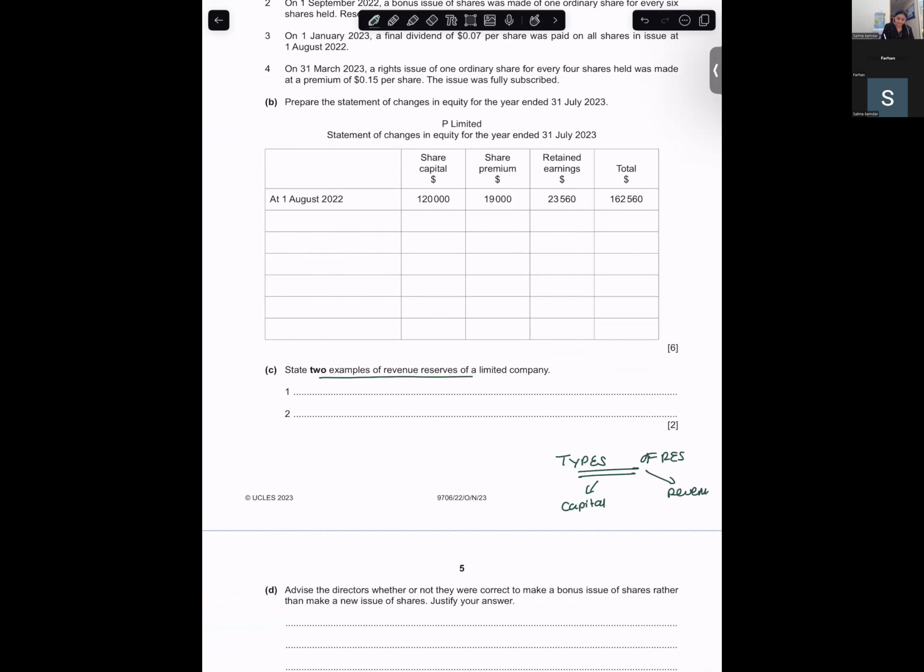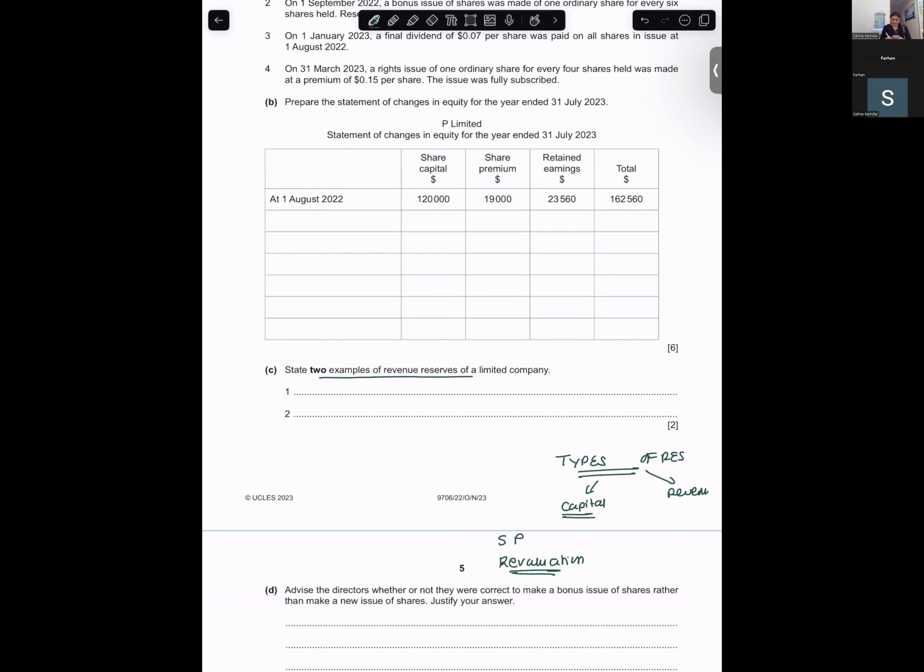Capital reserves are those type of reserves which have no link with revenue, not the normal activity. They are abnormal activities, like revaluation reserves. So these happen sometimes. So this is your capital reserves.